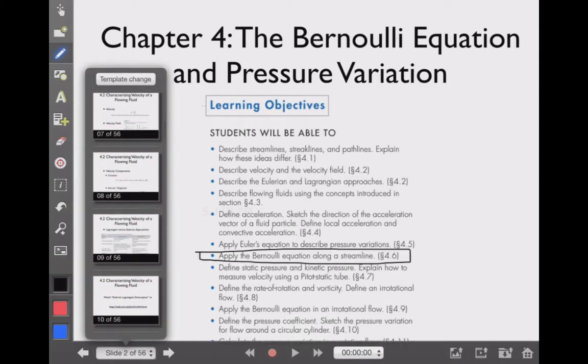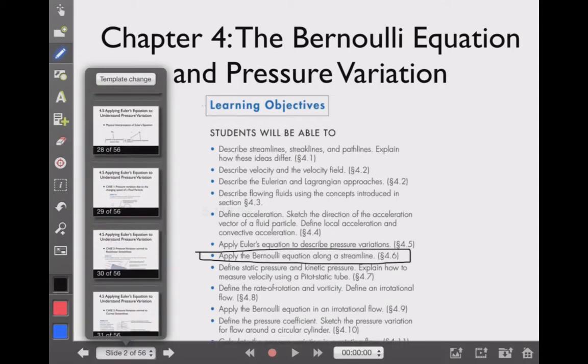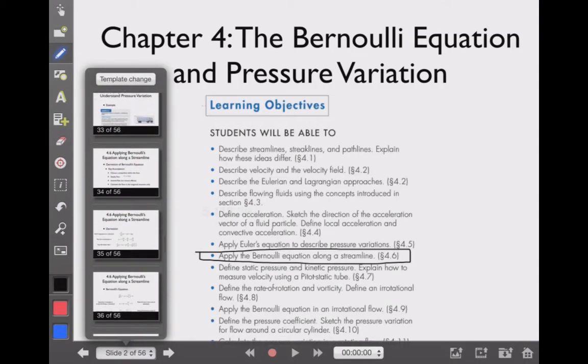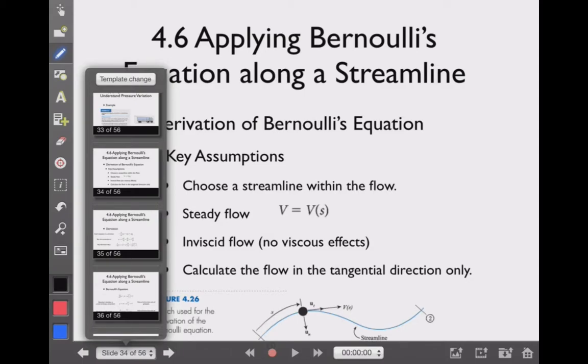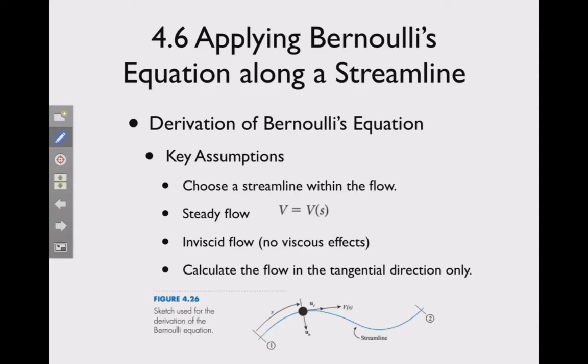So let's go ahead and skip forward here to section 4.6, and let's start the derivation. The key assumptions that we need to make are that we're going to do this derivation along a streamline, that allows us to use the equations for velocity and acceleration that we've talked about before. We're also going to assume, and this is very important, steady flow.